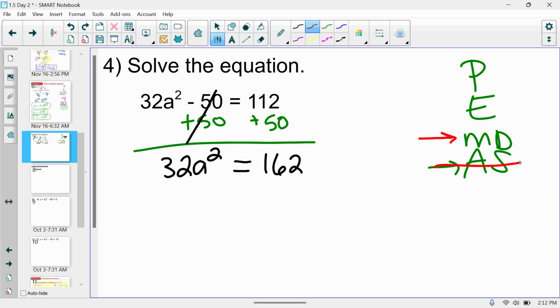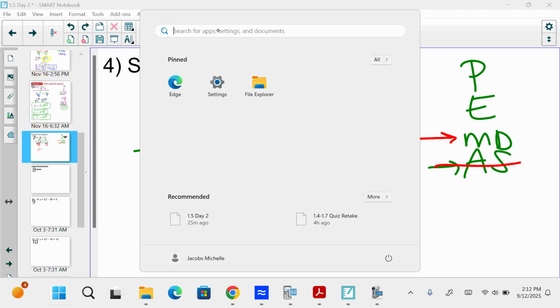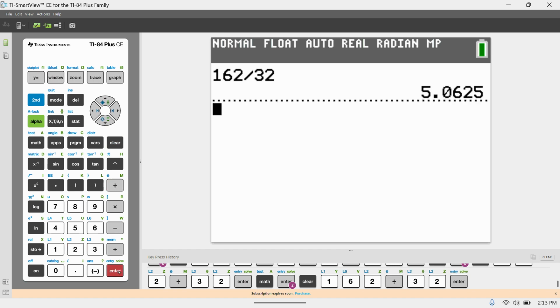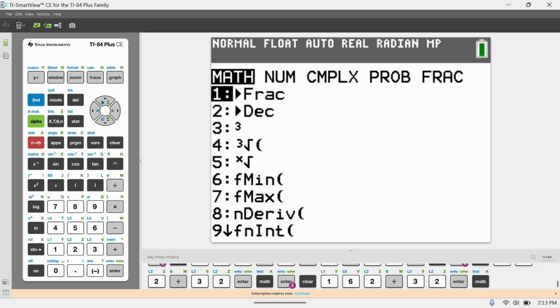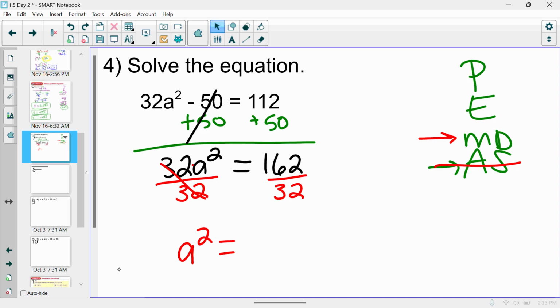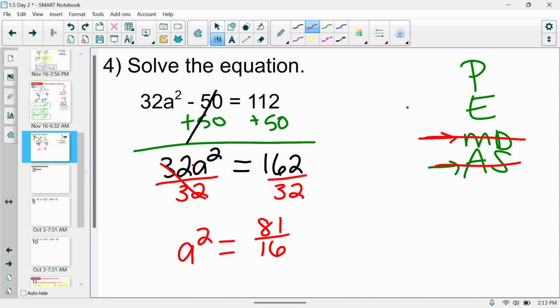Keep working backwards. This is next. Opposite of multiplication. Since we're trying to get A alone, we want to get rid of the 32. We want to divide by it. So that'll just be A squared. 162 divided by 32. If we do that in our calculator, it's going to give us a decimal. I want you to go ahead and math frac it. I'm going to show you that. You just hit the math button and select frac, the first thing in the list. So we're going to leave it as 81 over 16. And then again, this is done.